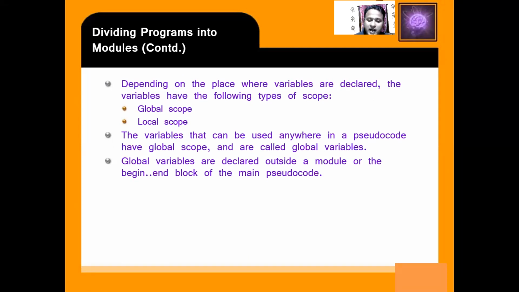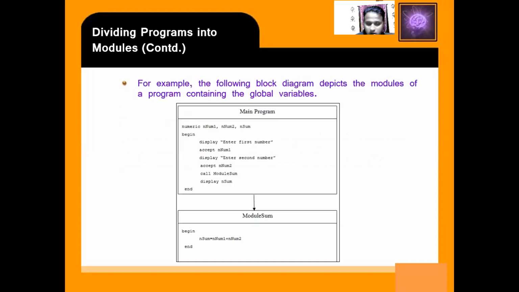Global variables are declared outside of a module or the begin and end block of the main module. If you see the picture, you have numeric number1, number2 and sum. So number1, number2 and sum are called global variables because they are defined outside of your begin and end block.